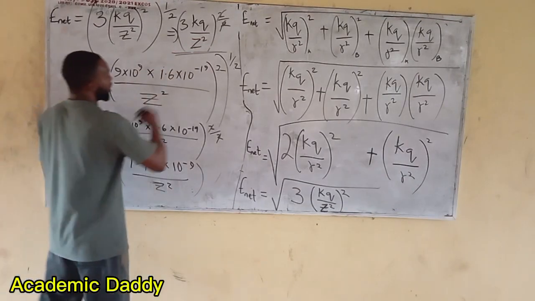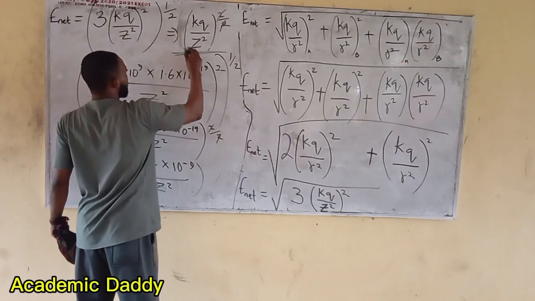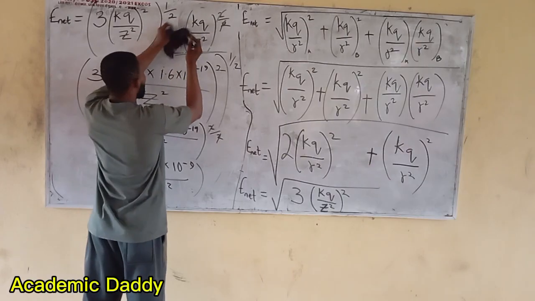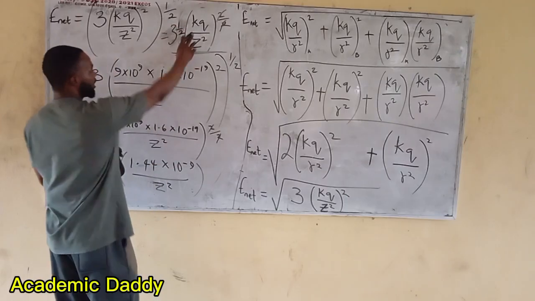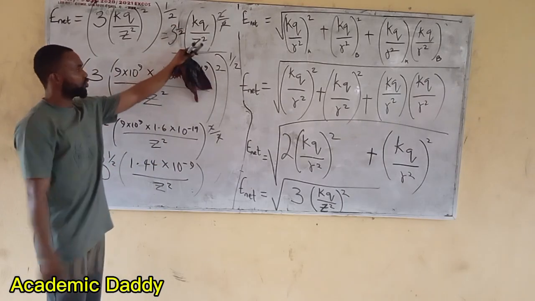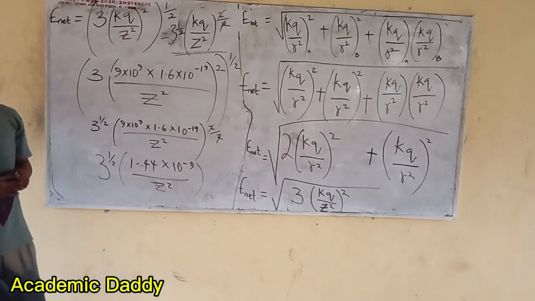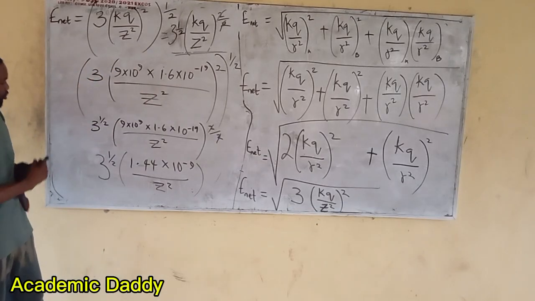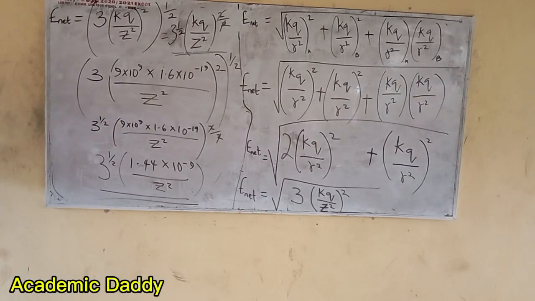Okay, if we are not going to leave it like that, that means this one is supposed to be 3 raised to the power 1 over 2, then times K cube over Z square. You know that this is the same as that root. Are you alright? So please, I want you to solve further to this point. Let's now solve when A is positive.